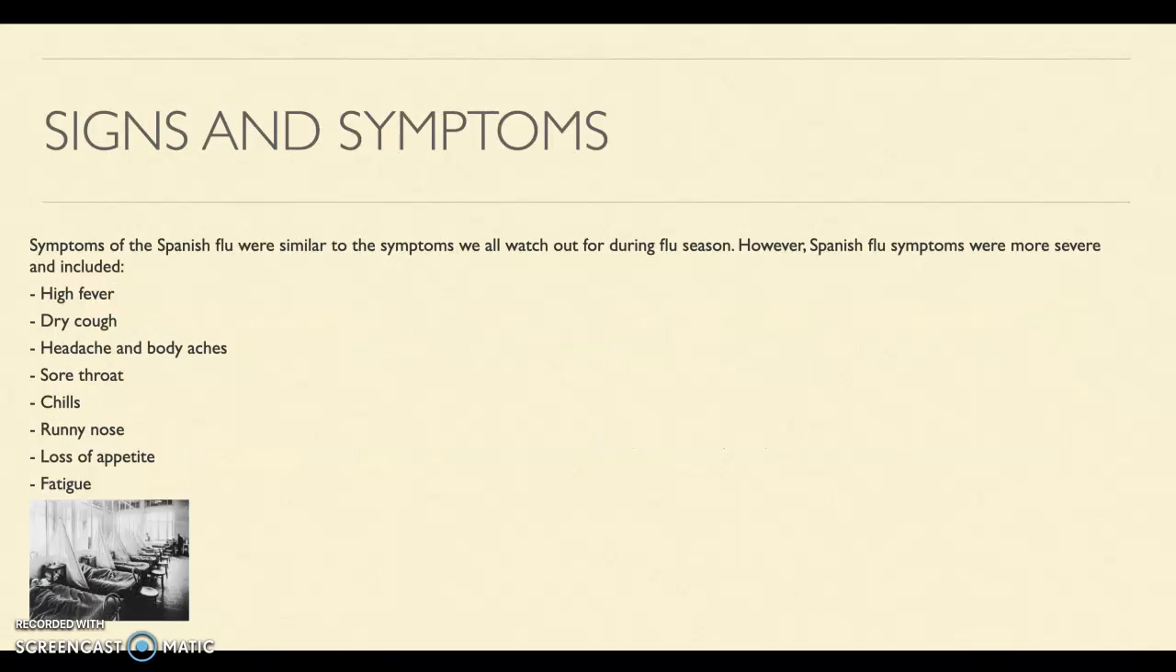Signs and symptoms. Symptoms of the Spanish flu were similar to the symptoms we watch out for during flu season. However, Spanish flu symptoms were more severe and included high fever, dry cough, headache and body aches, sore throat, chills, runny nose, loss of appetite, and fatigue.